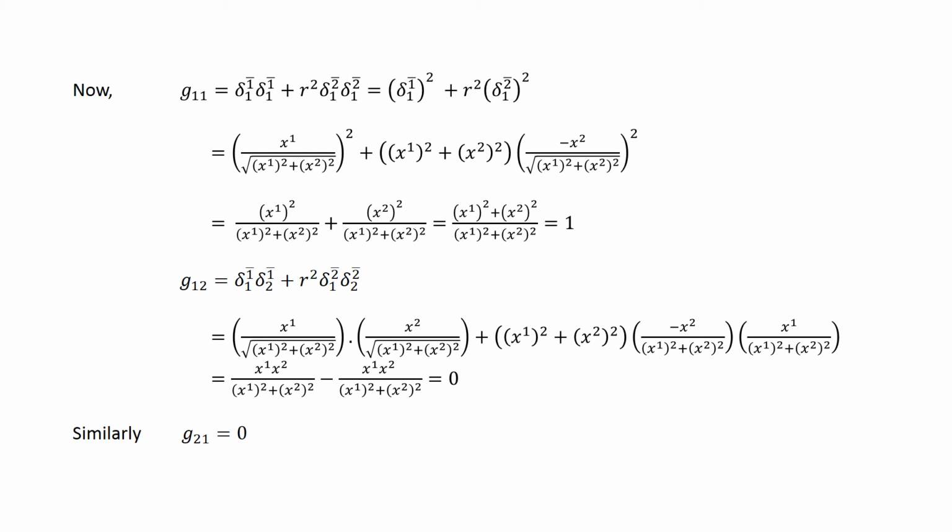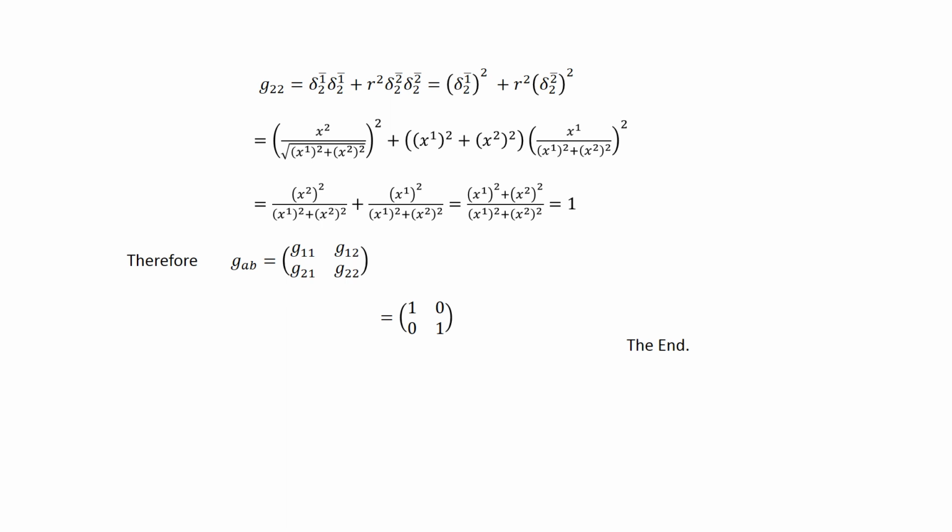Yes guys, we know that the metric tensor is symmetric. Symmetric means if we interchange the indices, the answer will be the same. So using this property of the metric tensor, g12 is equal to 0. Similarly, g21 must be 0. So the non-diagonal entries gave the answer 0.